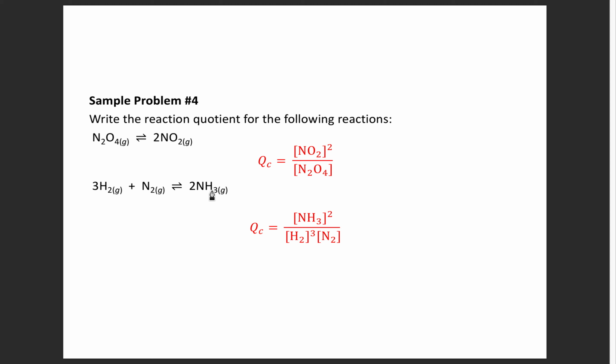That's going to give us the concentration of ammonia with 2 as its exponent, divided by those on the reactant side. So on the reactant side, we have the concentration of diatomic hydrogen and nitrogen. The hydrogen, however, we need to cube because of the coefficient 3 here. And the diatomic nitrogen, because there's an invisible 1 here, there's an invisible 1 there. So this would be the overall expression, and this is how we would write it for this type of situation.